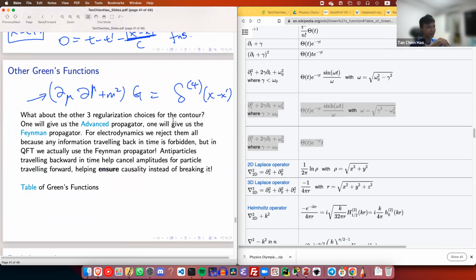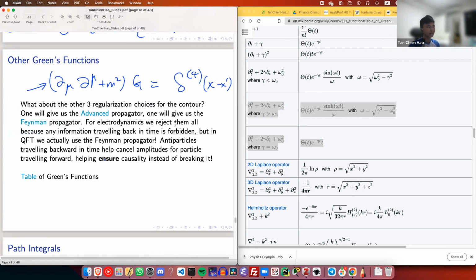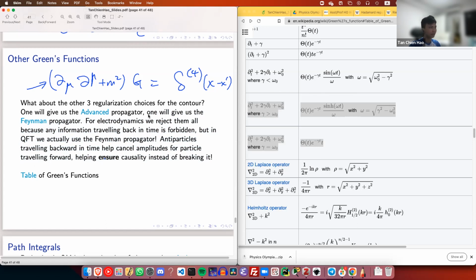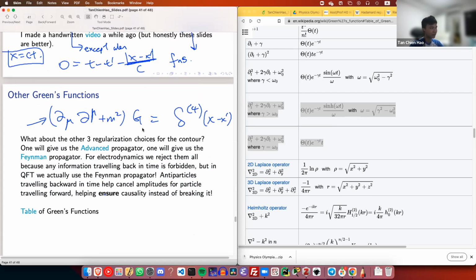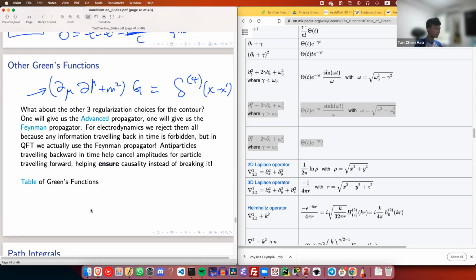Your advanced propagator basically tells you that sources can only affect its past, which in this case doesn't make physical sense, so we will reject it, even though it's a valid mathematical solution, a valid regularization of our integral. We reject solutions that don't make physical sense. And then one of them will give us the Feynman propagator, which is a contour that looks like this. So we have our two poles over here, and the Feynman propagator looks something like that. It goes over one of them, it goes below one of them.